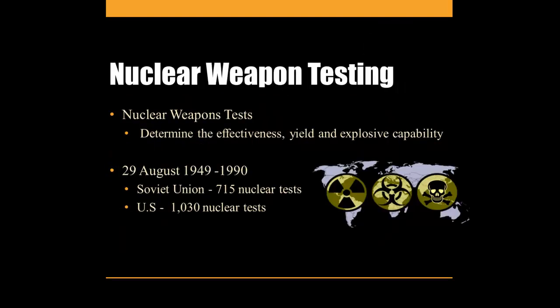Nuclear weapon tests are experiments carried out to determine the effectiveness, yield, and explosive capability of nuclear weapons. Nuclear weapon tests can be broken down into 4 categories: atmospheric, underground, exoatmospheric, and underwater.